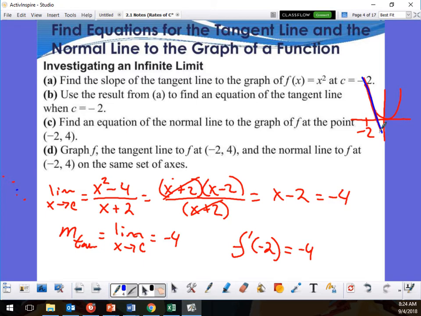Okay, so let's see where we're at now. All right, so we have here, find the slope of the tangent line. Okay, we got that. Now, this next part says, use the results from A to find an equation of the tangent line. Okay, so we're going to find the equation of the tangent line next. Okay, so I'm going to clean this up a bit.